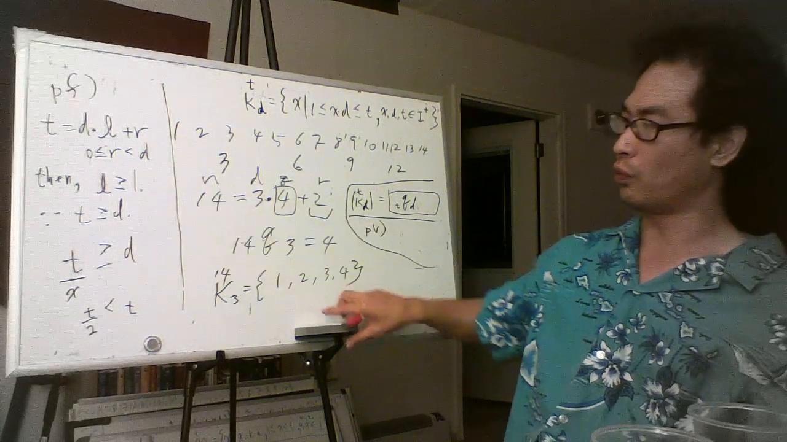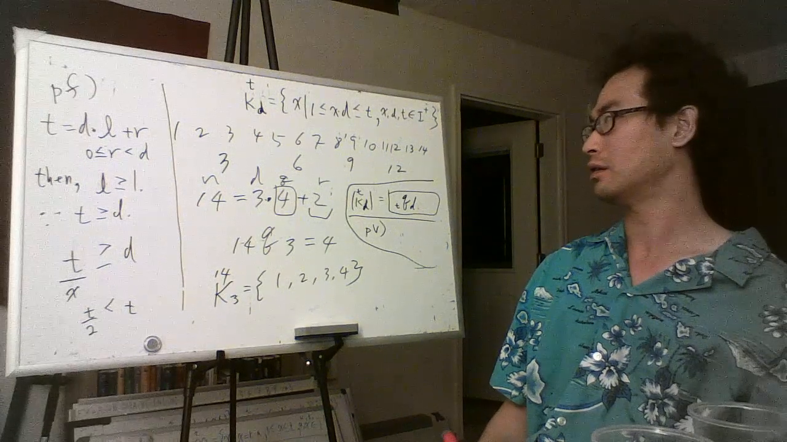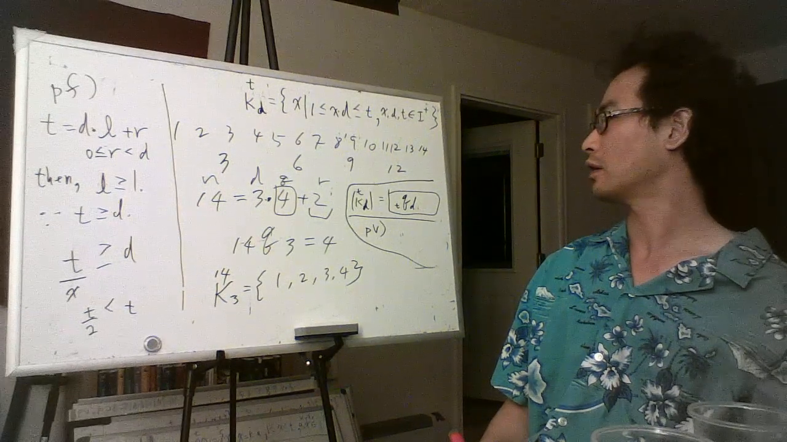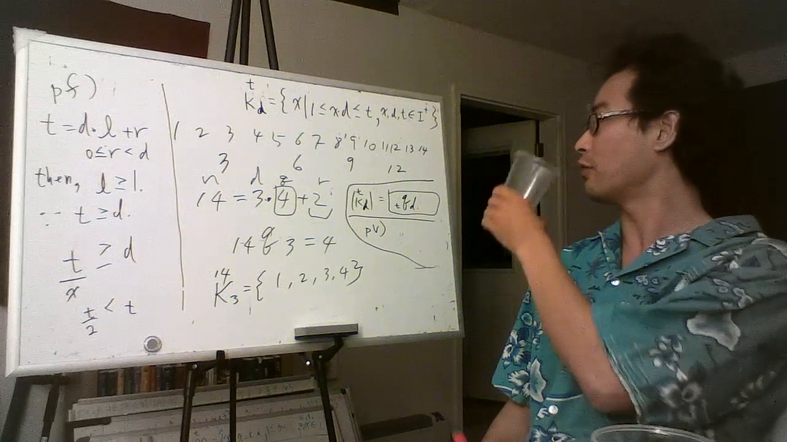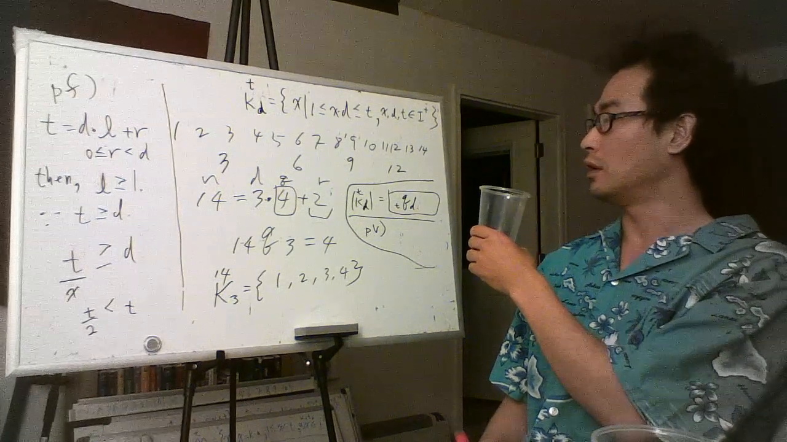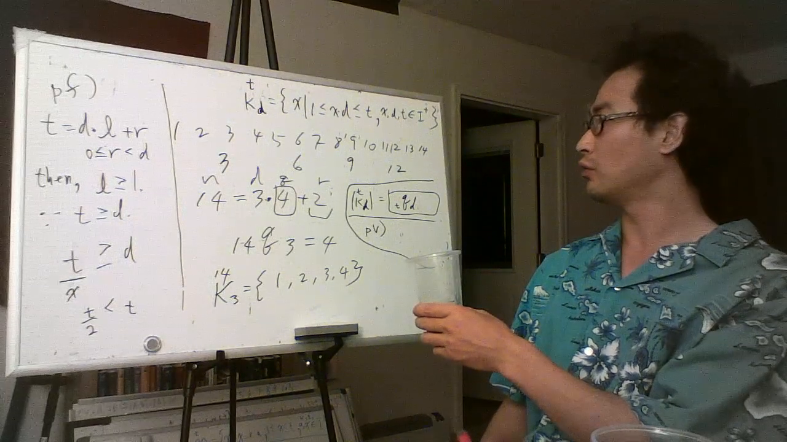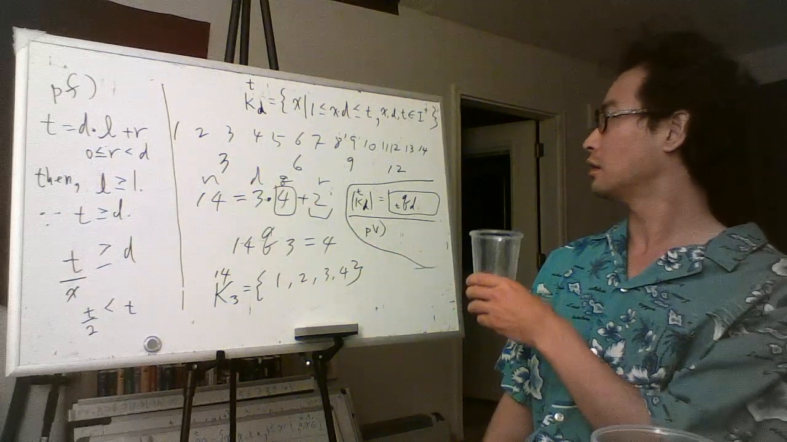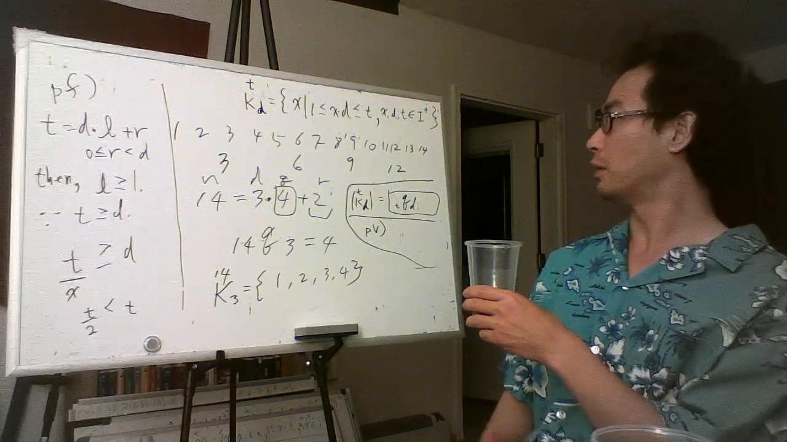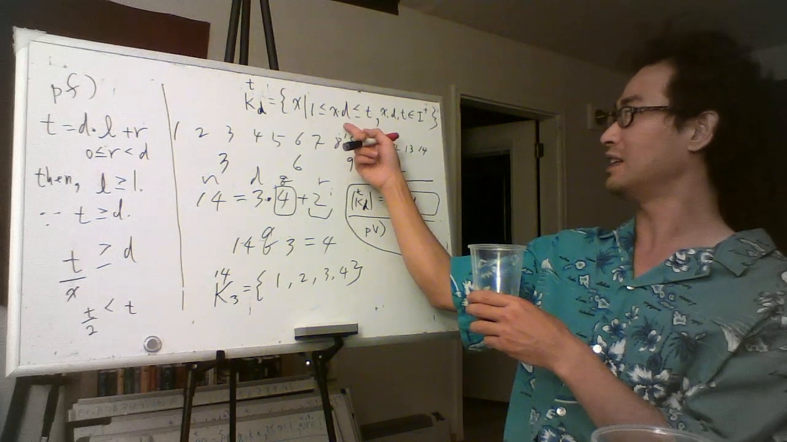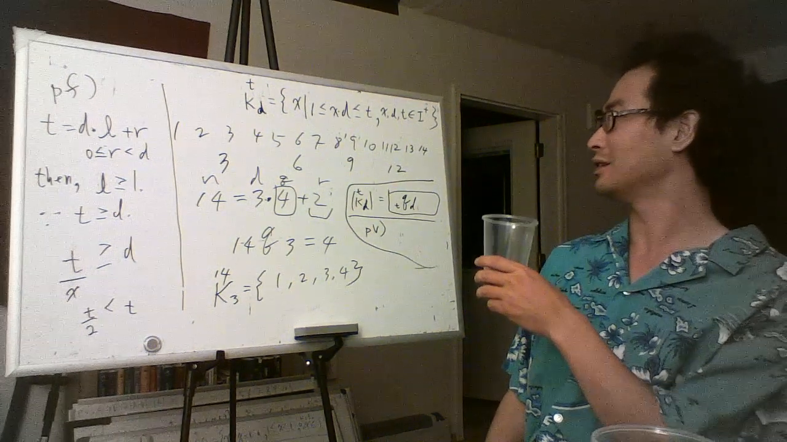Because we don't know when L is zero or not. Can L ever be zero? I don't think so, because if L is zero, then T becomes R, which is less than D. Strictly less. But T is supposed to be at least D. I mean, not really.